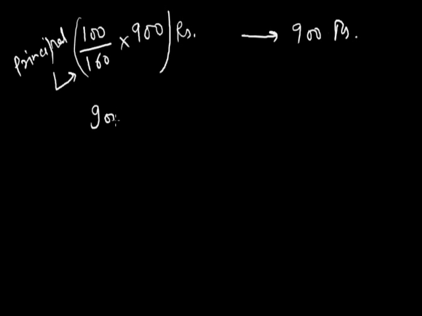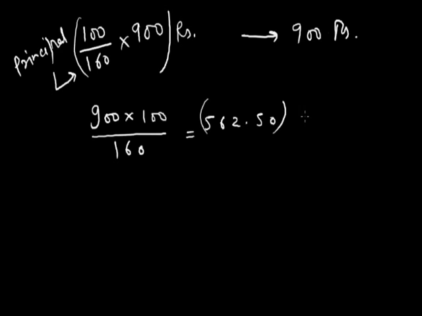This is equal to rupees 562.5, and we can see that using both the unitary method and the simple interest formula, we get the same result for principal. In both cases principal is equal to rupees 562.5. Let us see one more example.